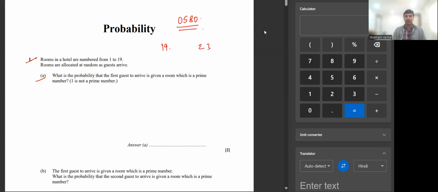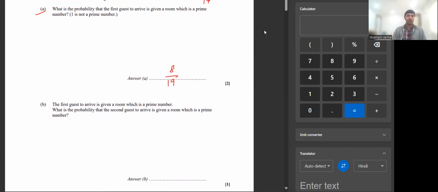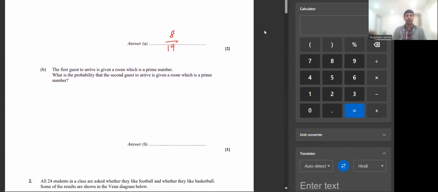That's 2, 3, 5, 7, 11, 13, 17 and 19. So a total of 8 are there. So 8 divided by 19, right? So this is our answer. Why divided by 19? Because the total number of rooms is 19. Okay, let's see the second one.